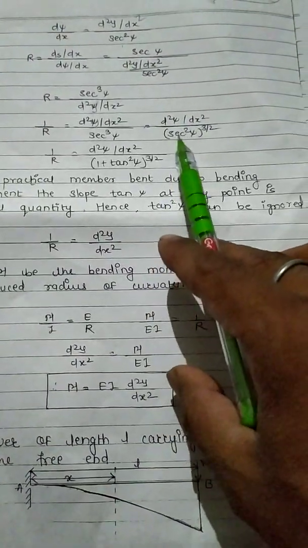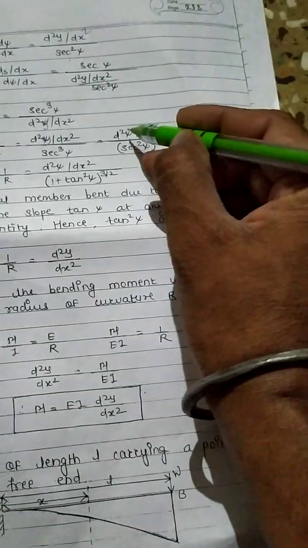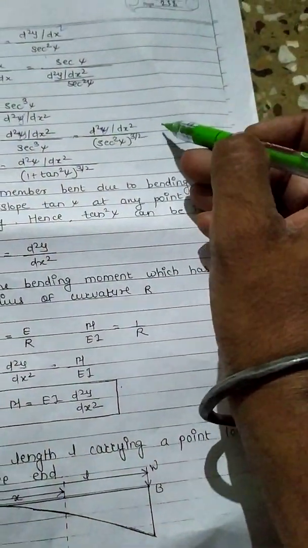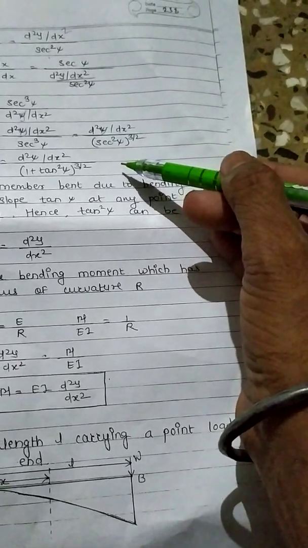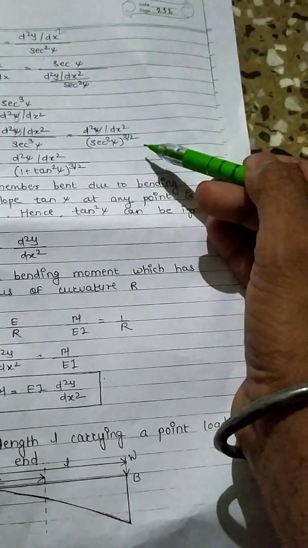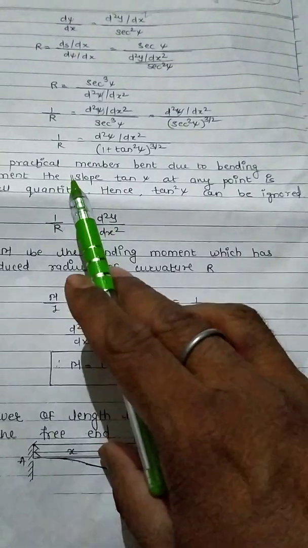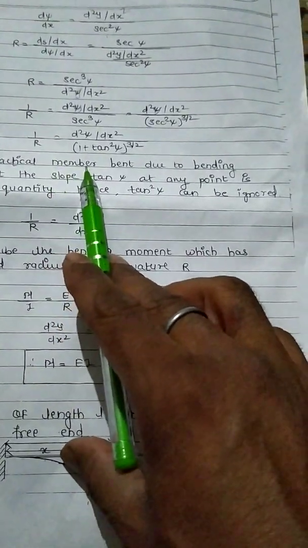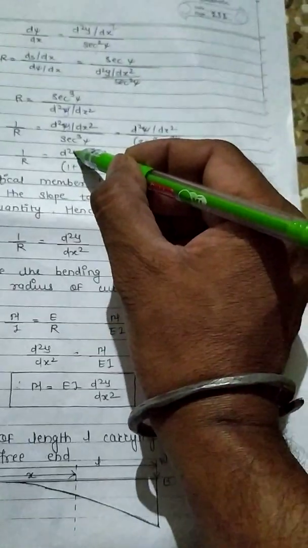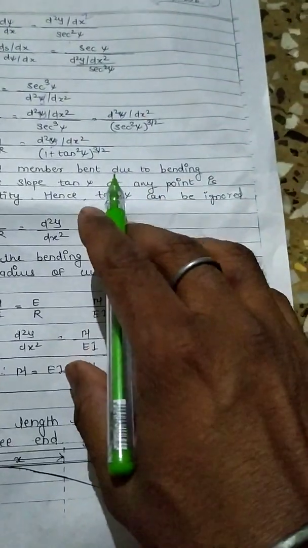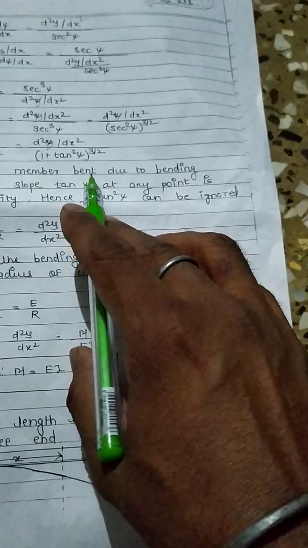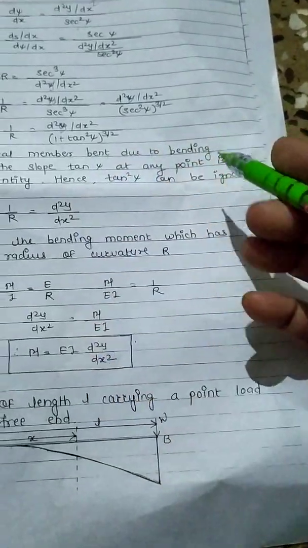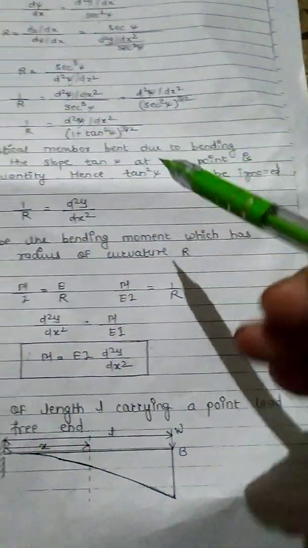which is equal to d square y upon dx square, the whole term divided by sec square psi raised to 3 by 2. So 1 upon R is equal to d square y upon dx square, in terms of tan, divided by 1 plus tan square psi, the whole term raised to 3 by 2.